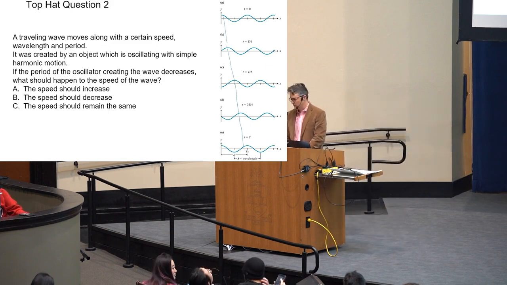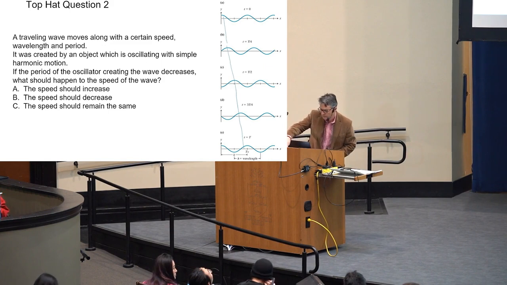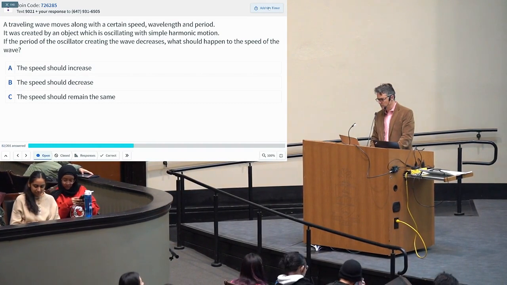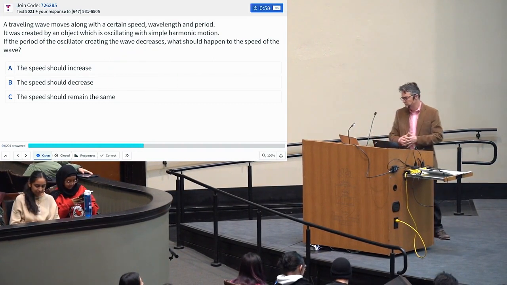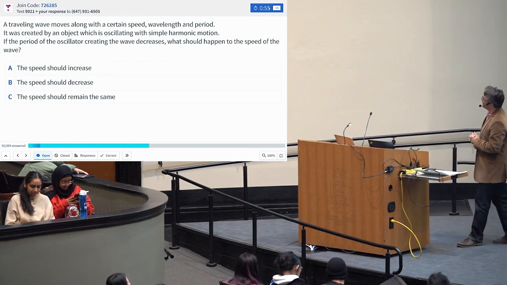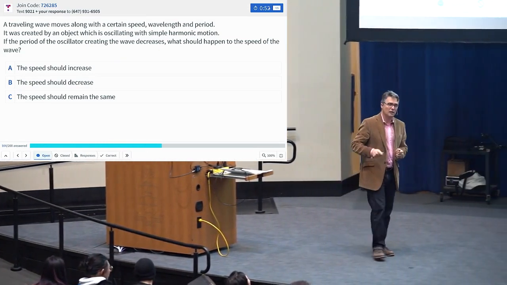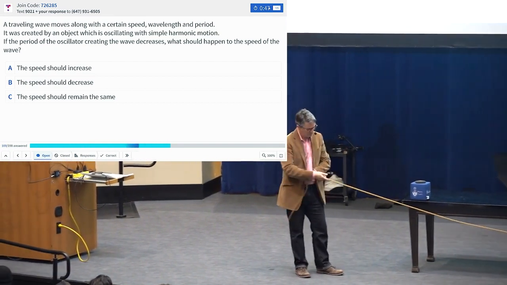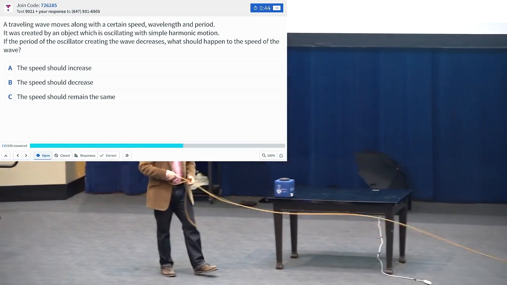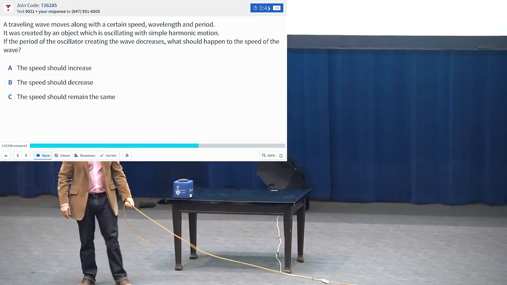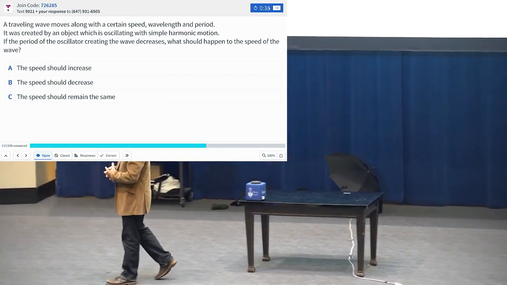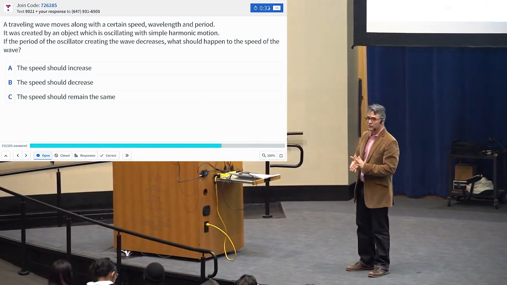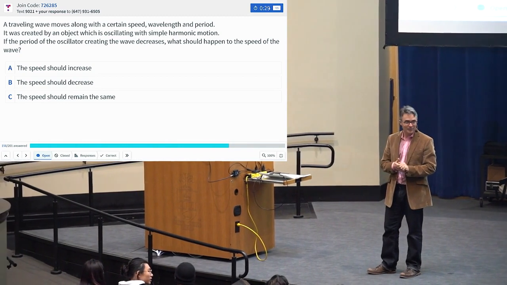Just think about that. Check your neighbor. Remember, if the period decreases, that means it's a higher frequency oscillation. So frequency is 1 over the period. Make sure your neighbor agrees with you.